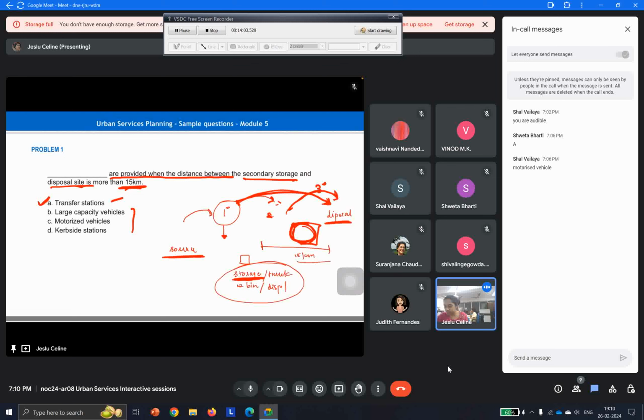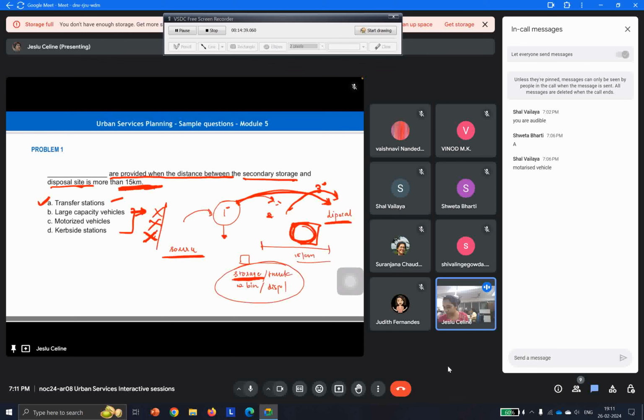To look at the other options: large capacity vehicles. This again depends upon the quantity of waste being generated, so that doesn't match. Motorized vehicles. Yes, if there's a lot of distance, you need motorized vehicles, but 15 kilometers is not the condition for that. Then curbside stations. This is mainly used when the streets are narrow, or where people come and put the waste in the curbside station because of lesser connectivity in that region. So that again is not suitable here.